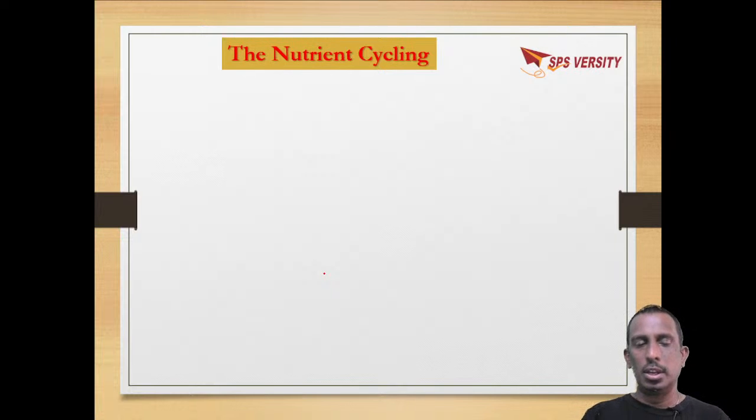Okay. So till now we discussed ecological succession. In this we discussed the xerarch, the hydrosere, the xerosere, the primary succession, and secondary succession.